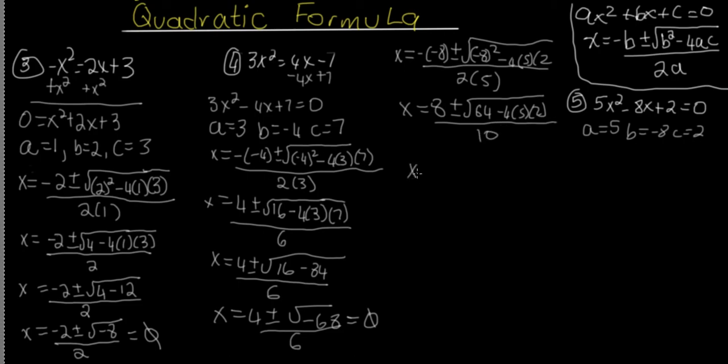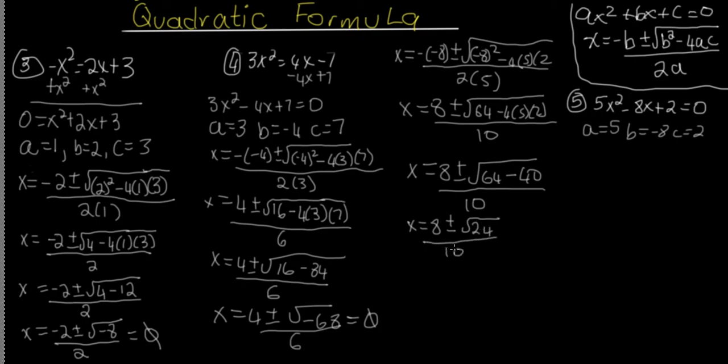Okay, so now I have x equals 8 plus or minus the square root of 64 minus negative 4 times 5 is negative 20. Negative 20 times 2 is a negative 40 over 10. So subtract that. I have x equals 8 plus or minus square root of 64 minus 40 is 24 over 10. I need to simplify 24 like we did the other one. So I'll do that here on the side.